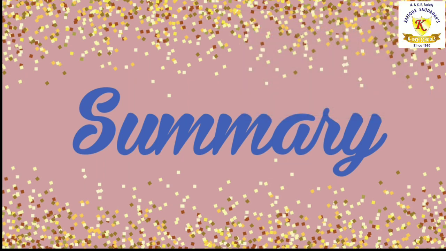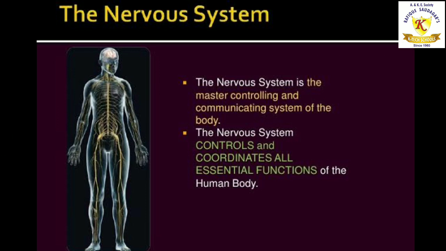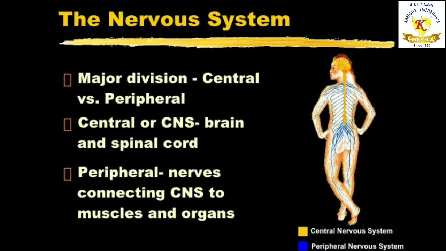So children, let's check the summary. We have learnt about the nervous system. It is the master controlling and communicating system of the body. It controls and coordinates all the essential functions of the human body. Isn't it? We just saw it. The nervous system has a major division, central and peripheral. Central or CNS consists of the brain and spinal cord, whereas the peripheral nervous system comprises nerves connecting the central nervous system to muscles and the organs.